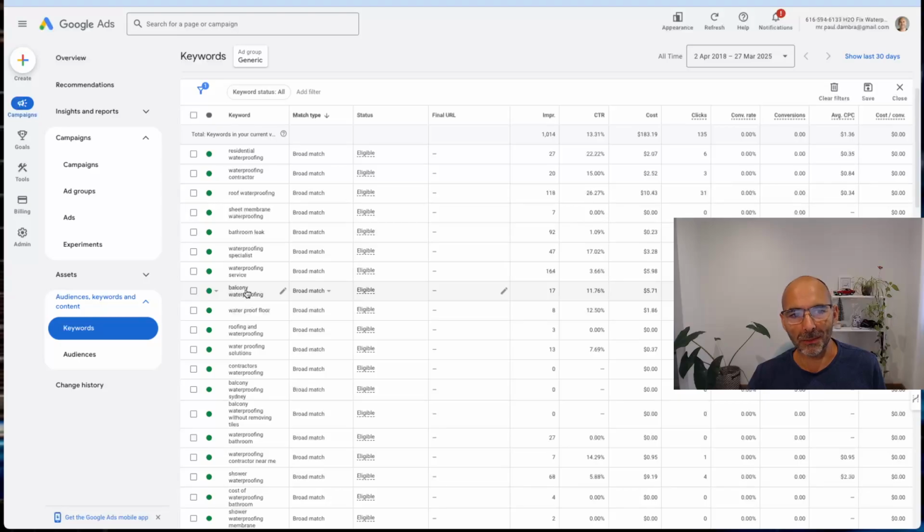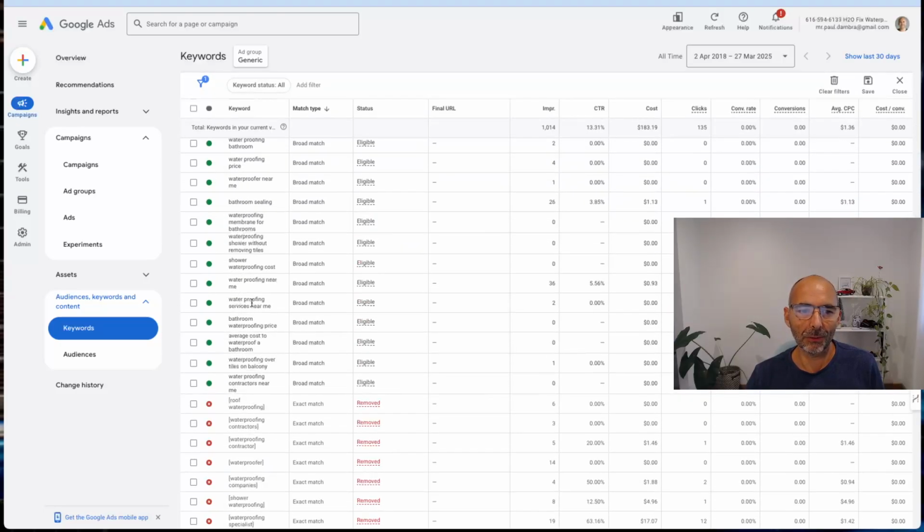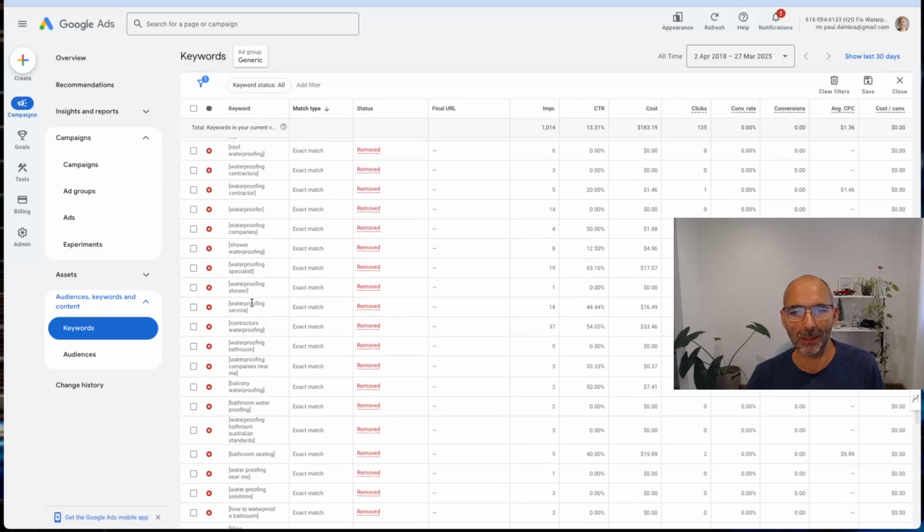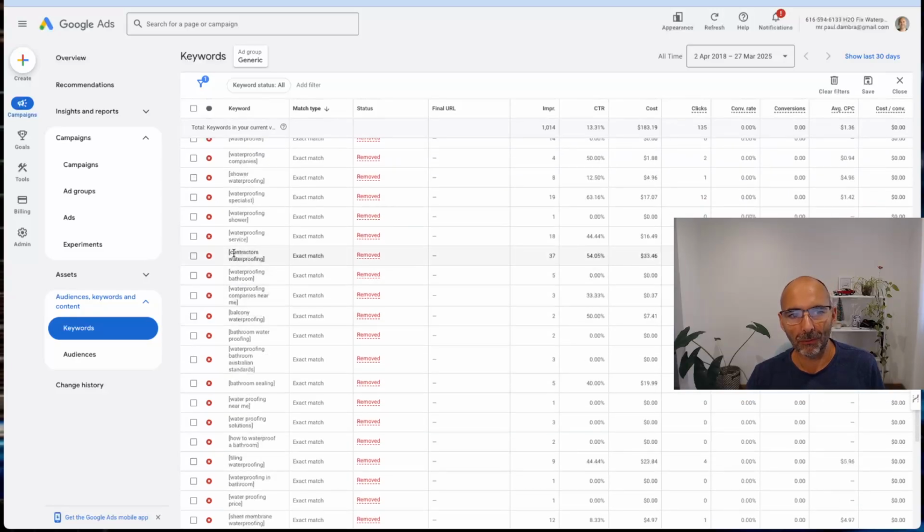Some of it makes sense. Balcony waterproofing, exactly. That's what this customer does. Waterproofing specialists. That's what they are. No problem. Some of those make sense, but there's some others that don't. And so the issue here is what I'd originally set up was for Google to only show ads to very specific words. And the idea behind doing that was to take a very measured approach to very specific words relating directly to what this business owner provided as a service.